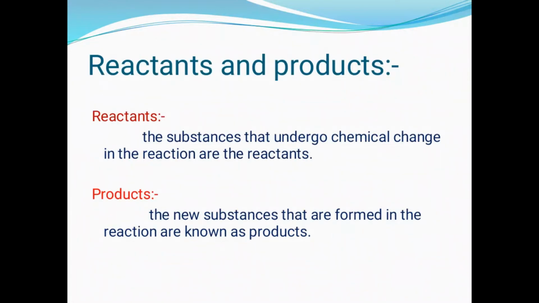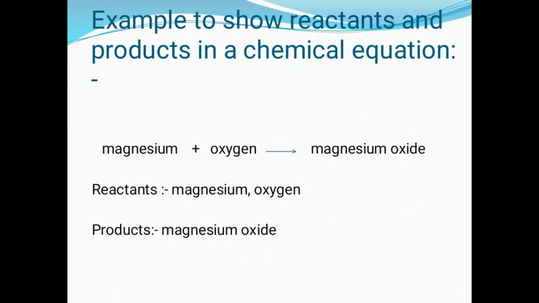Here we will see the definitions of reactants and products. Reactants are those substances that undergo chemical change in the reaction. In the previous case, magnesium is undergoing change in the presence of oxygen, so magnesium and oxygen are the reactants, and we get magnesium oxide as the product. The definition of a product is that the new substances that are formed in the reaction are known as the products. In that example, magnesium and oxygen are reactants and magnesium oxide is the product.